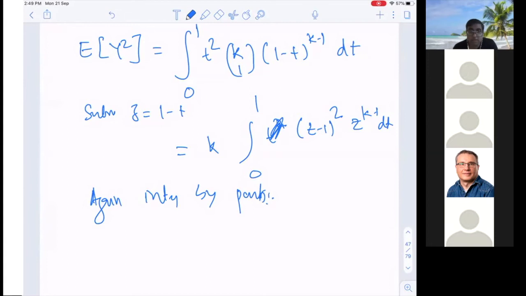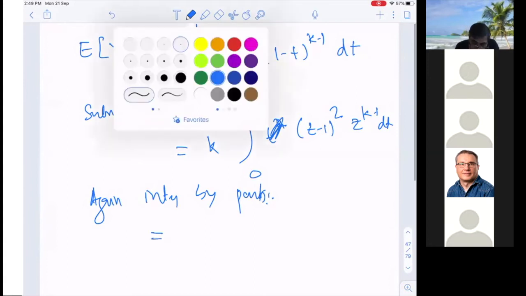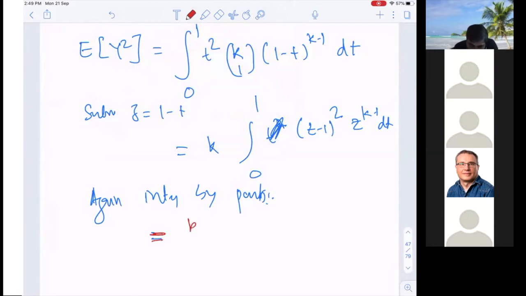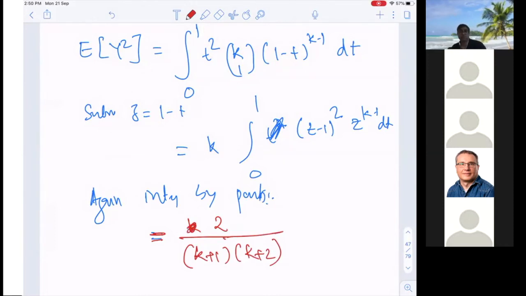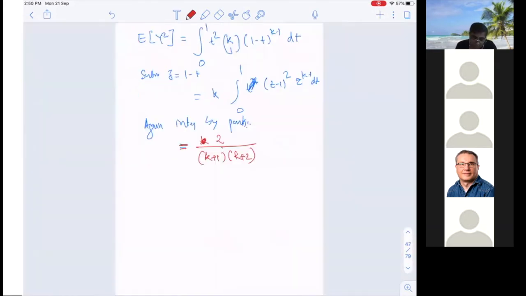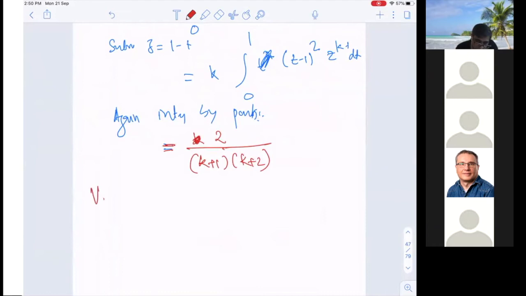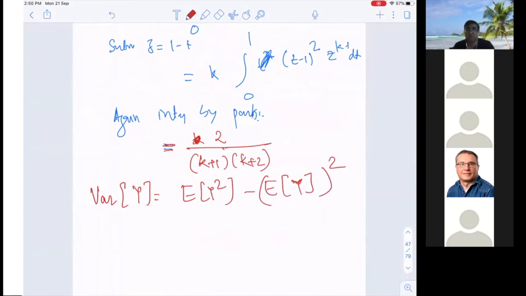You get exactly this number, which is 2 over (k + 1)(k + 2). So this is what you get as the expectation of y squared. But if you have the expectation of y squared, what is the variance of y? It is basically the expectation of y squared minus the expectation of y, whole squared, right?